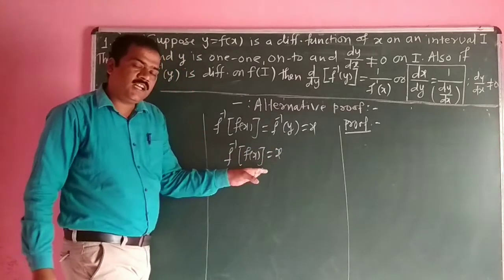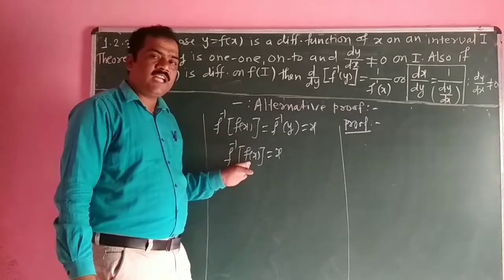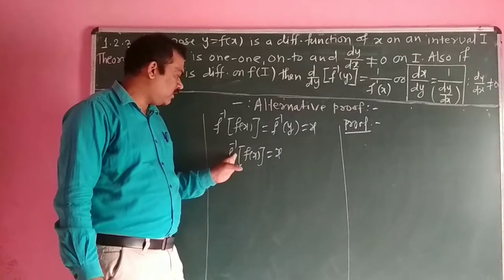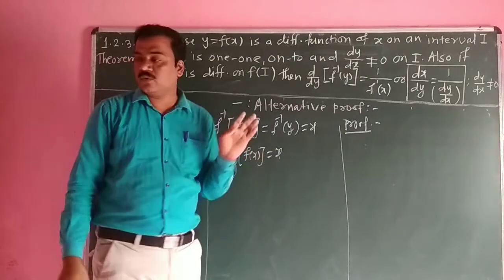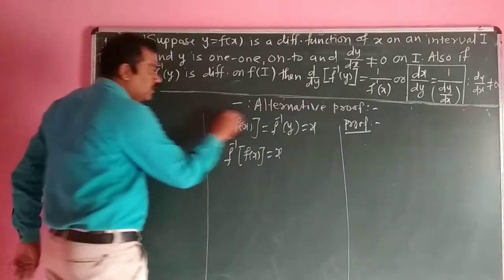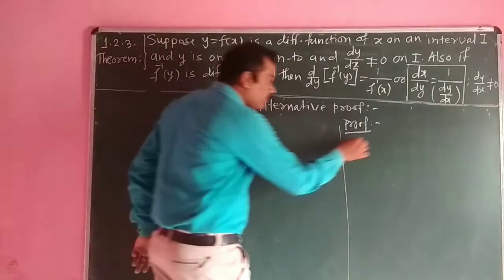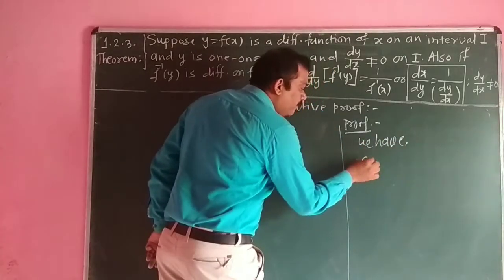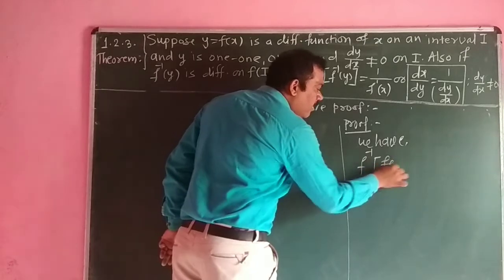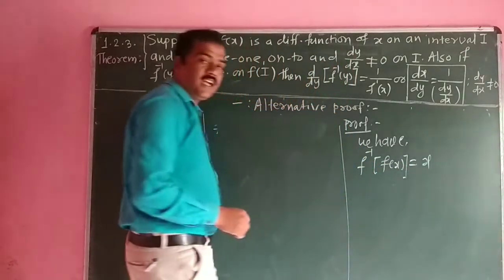And in the 11th standard we discussed the types of functions, and there is one type, that is the identity function, meaning the composite function of f inverse and f is the identity function. That concept we have to consider here. So we have to know that f inverse of f of x is equal to x, which is the identity function.